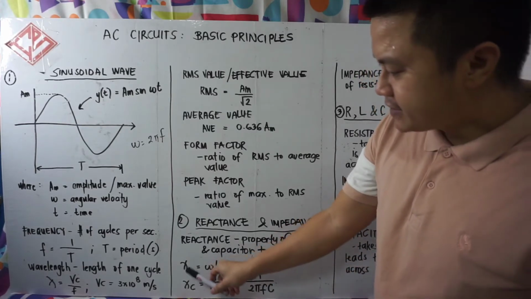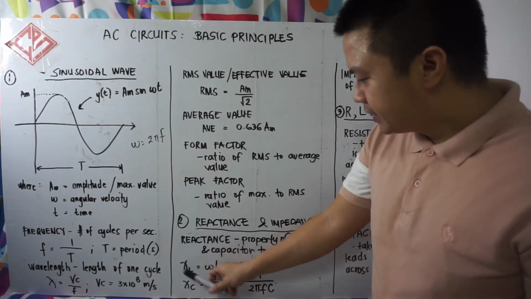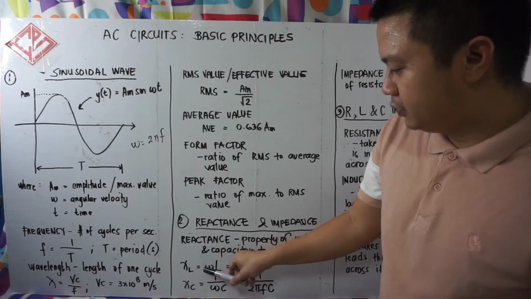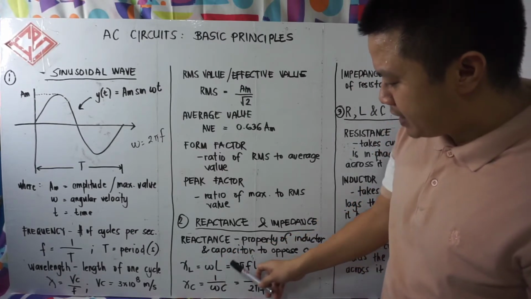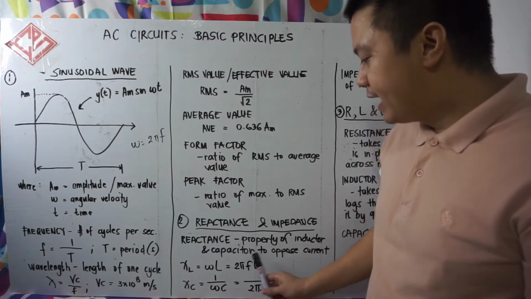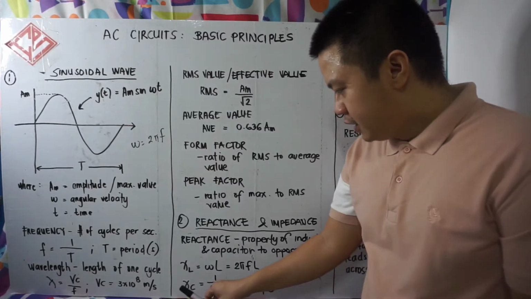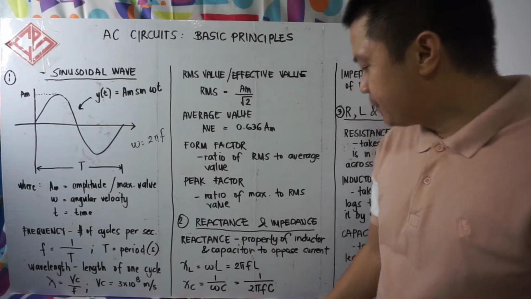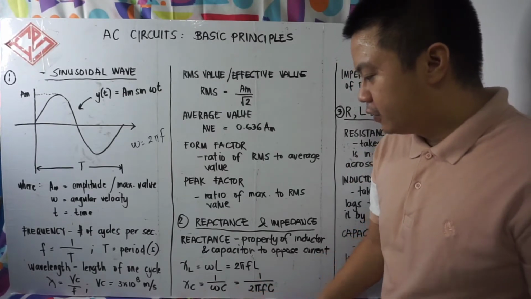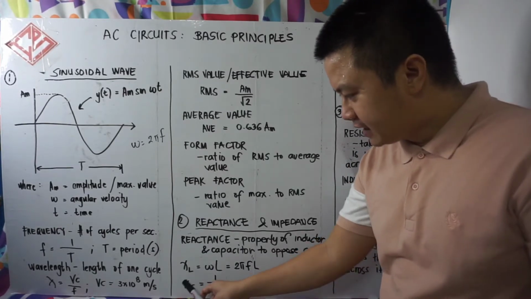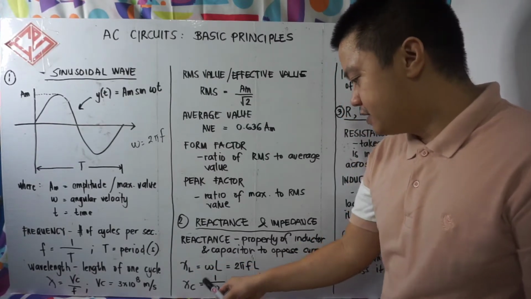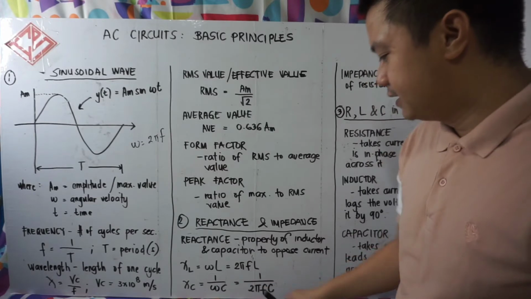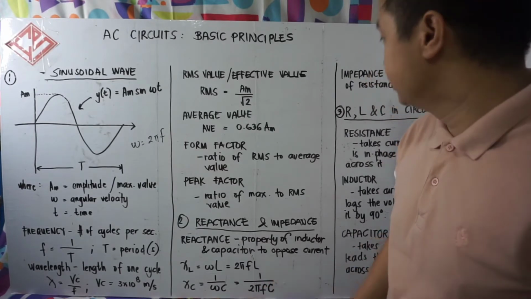So, XL, the reactance of the inductor, is just equal to omega L. This is also equal to 2 pi FL, where L is the inductance. For the reactance of the capacitor, this is called capacitive reactance. The previous one is the inductive reactance. So, this is equal to 1 over omega C, which is also equal to 1 over 2 pi FC.